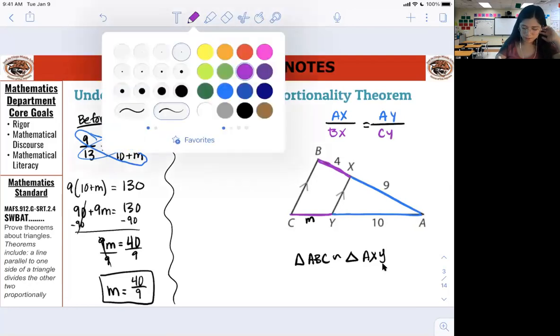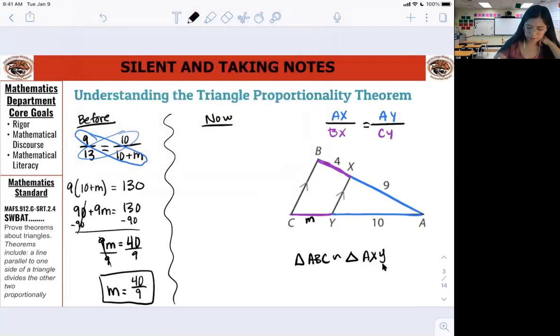So what's this going to be? This will be 9 over 4, sorry, and then 10 over m. So far, so good. Any questions on that?